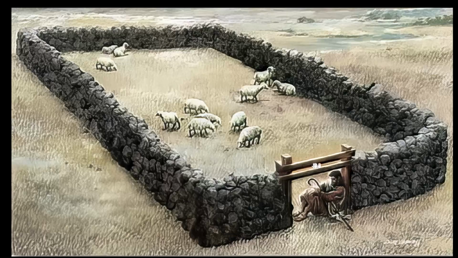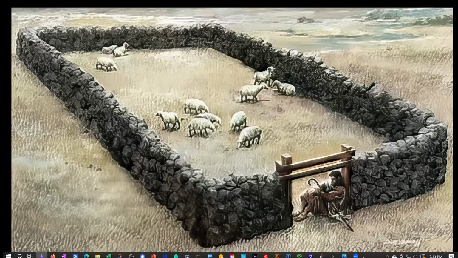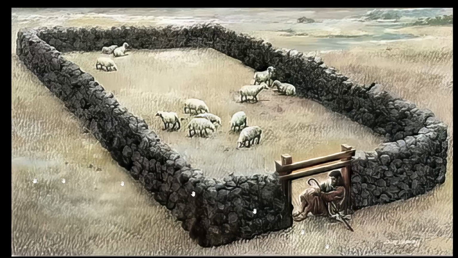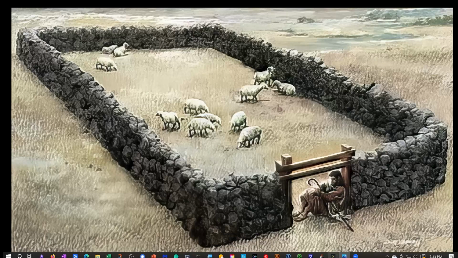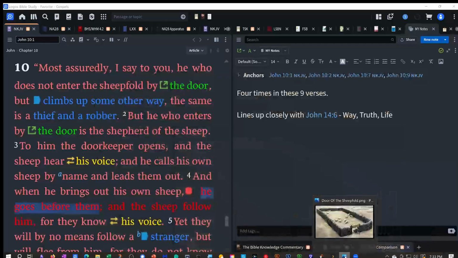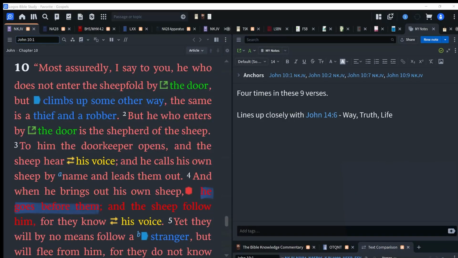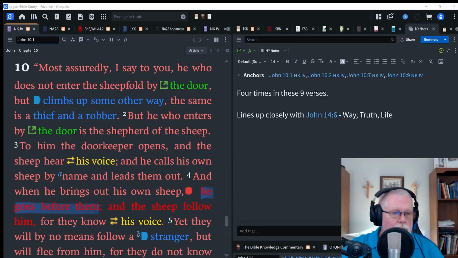Now, in this particular instance, he is also going to pull in something from the Old Testament that was very familiar to everyone who was in the audience. And let's talk about the audience.